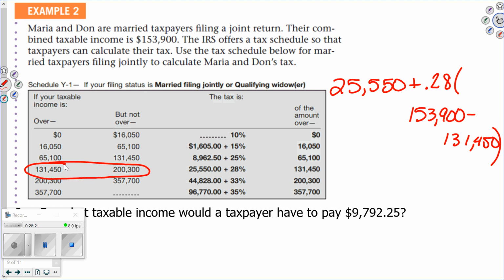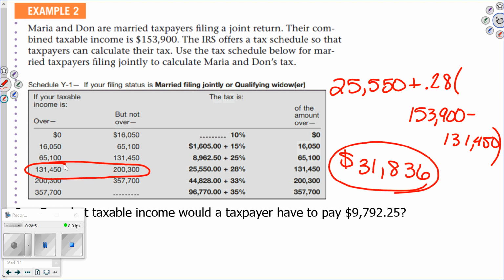So 25,550 plus 0.28 parenthesis 153,900 minus 131,450. So how much tax did they pay? $31,836. Right? You stop and think about that. If they made $153,000, $31,000 of their income went to taxes.